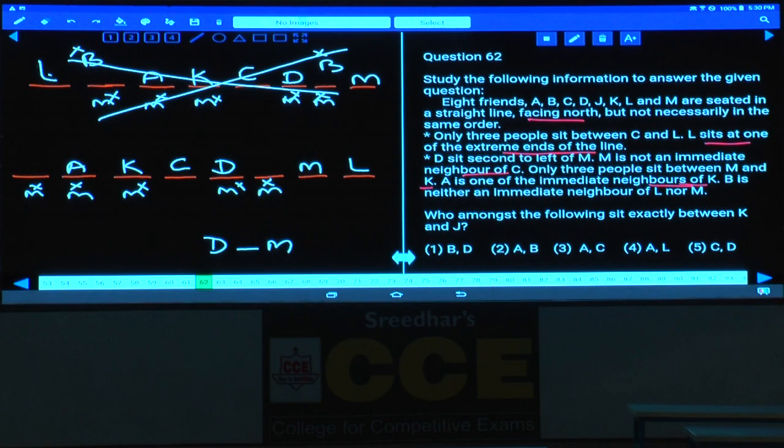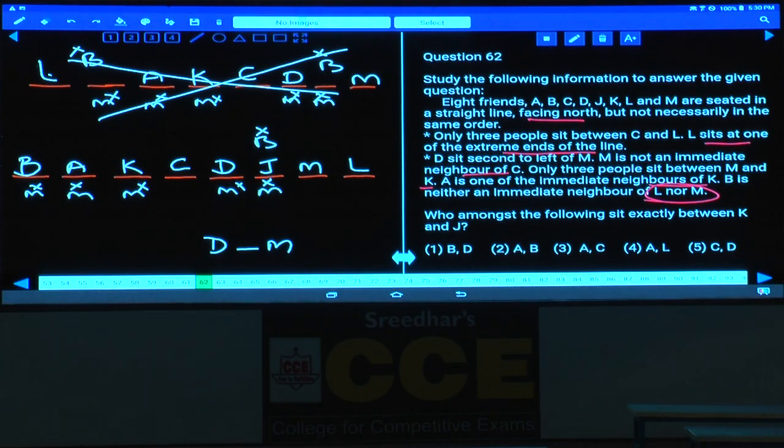Now in the second case, B is neither an immediate neighbor of L nor M. As B is neither an immediate neighbor of L nor M, B cannot be here, hence B must be here. If B is here, A, B, C, D, and who is the person? J, K, M, L, J must be here. Clear now? This is how these 8 persons are seated in a row, and all these 8 persons are facing towards the center. Done with this one?